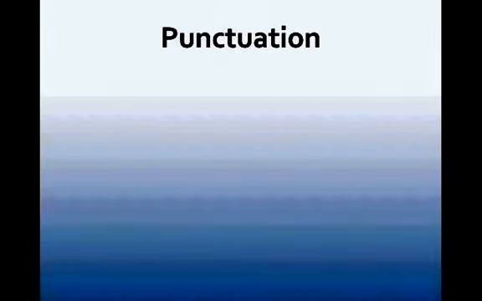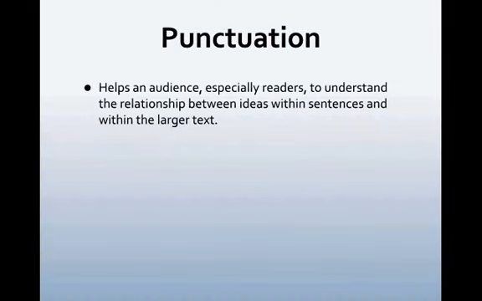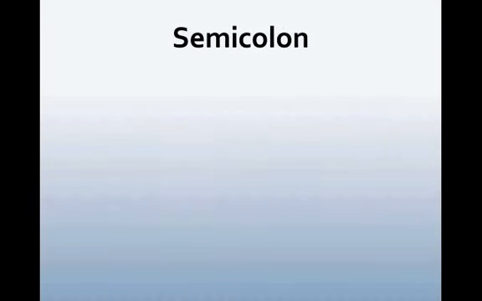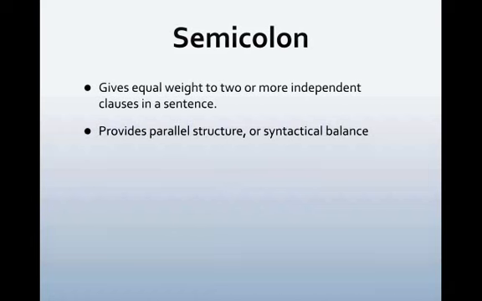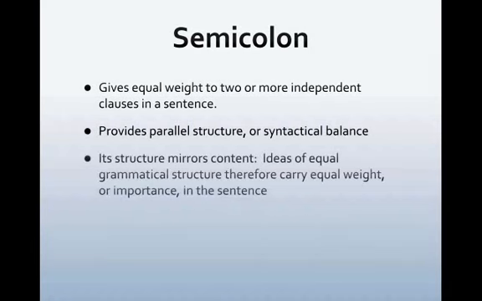Here's guidance on particularly effective marks: the semicolon, the colon, and the dash. First, the semicolon. Are they weak periods or strong commas? They are part period and part comma, after all. They're commonly used to indicate a close relationship between two independent clauses. A semicolon gives equal weight to two or more independent clauses in a sentence. It provides parallel structure, or syntactical balance. It balances grammatical structure in a way that mirrors the equal weight or importance of the ideas or contents of the different parts of the sentence. It also connects closely related ideas.